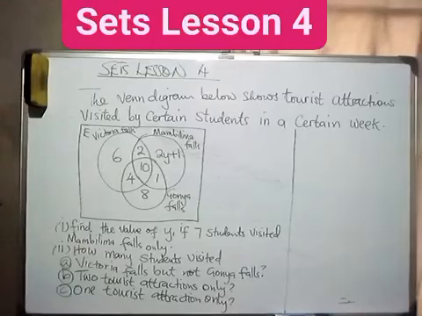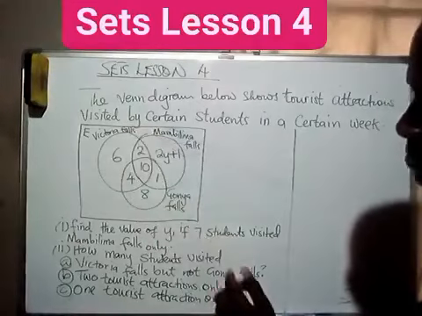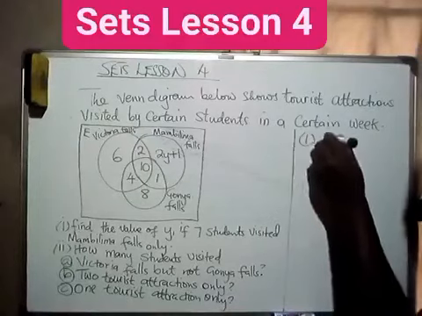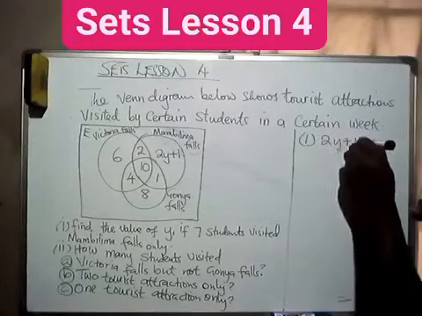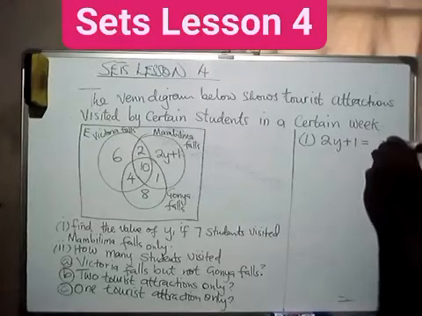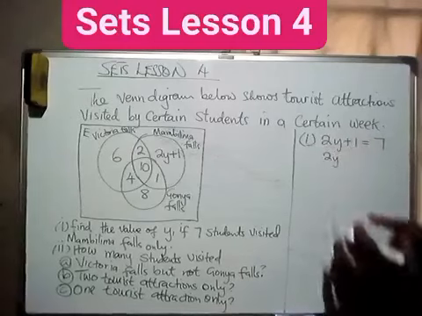Now the question, question number 1: find the value of y if 7 students visited Mambirima Falls only. So let's find the value of y. These are the ones who visited Mambirima Falls only. So we have 2y plus 1, and we are told that the total is 7. So we'll say 2y. Now, we can't add 2y plus 1.